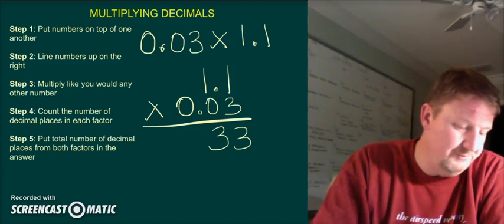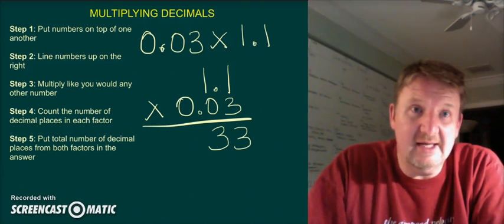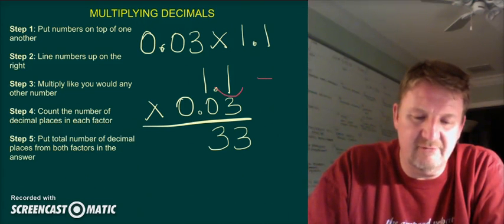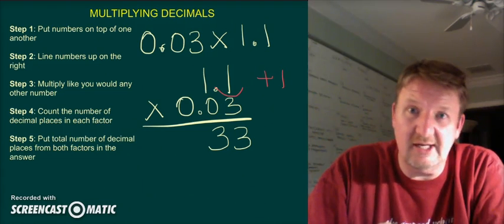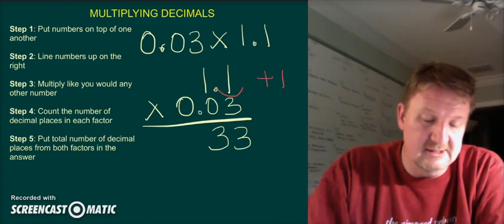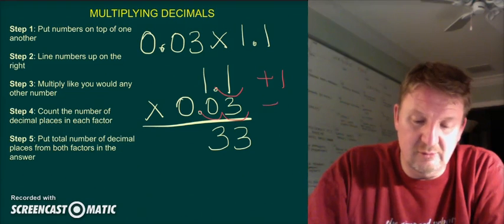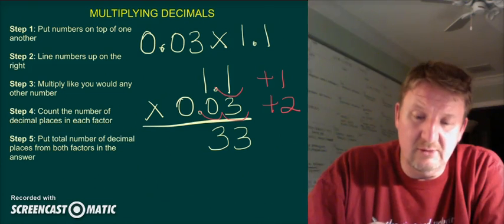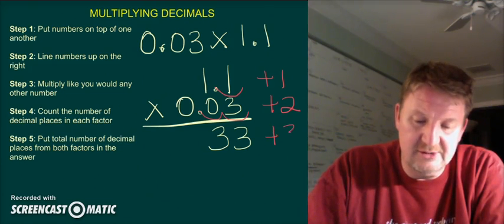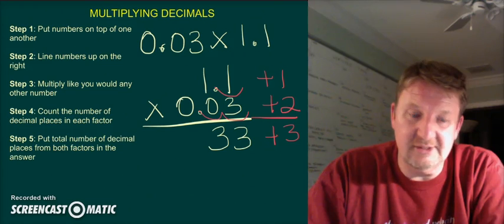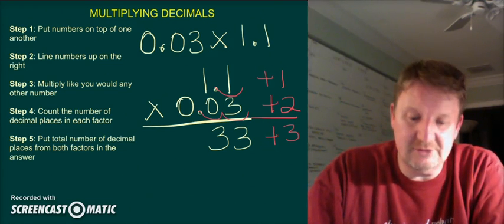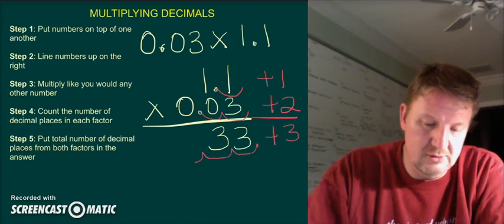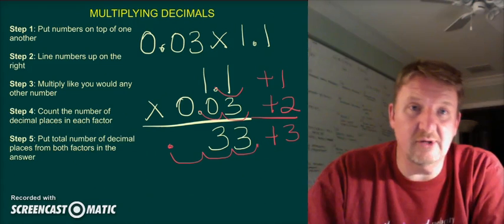The next step is that I count the number of decimal places in each one of my factors. In the first factor, I have one decimal place. I started from the decimal and I counted all the way to the right. The second factor, I have 2 decimal places. So I add both of those numbers together. 1 plus 2 is 3. That tells me my answer has 3 decimal places. So I start at the right of my answer, right here, and I count 1, 2, 3 places, and that's where my decimal goes.